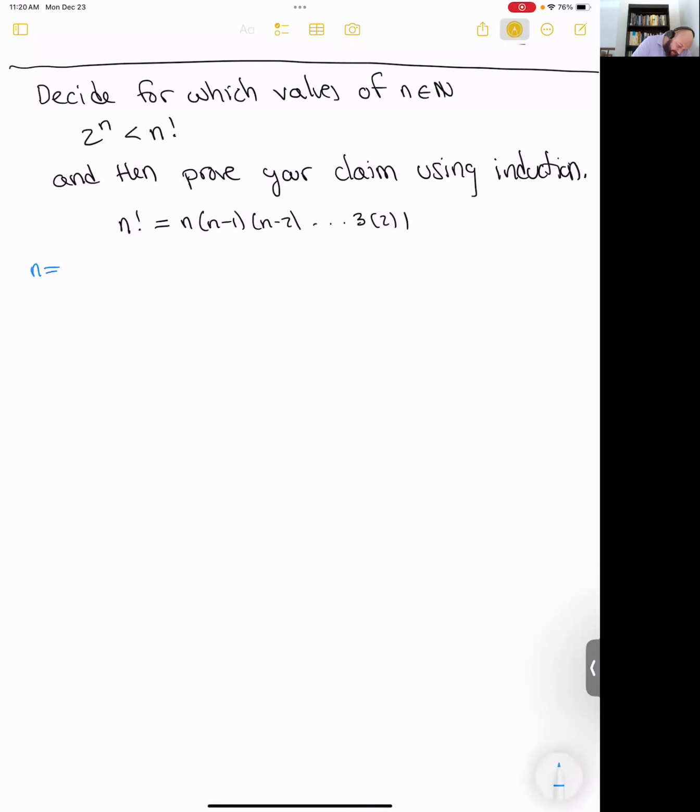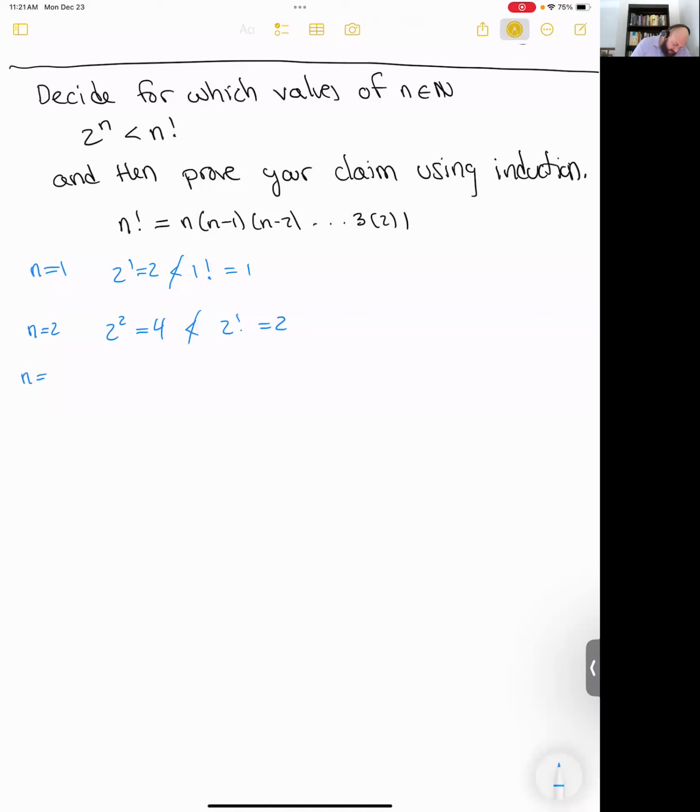So if we look at n equals 1, we see that 2 to the 1 on the one side and 1 factorial on the other. 1 factorial is equal to 1, and 2 to the 1 is equal to 2. So that does not work. It's not less than. Okay, now let's look at n equals 2. On the one side, we're looking at 2 squared, which of course is equal to 4. And on the other side, we're looking at 2 factorial, which is equal to 2. So again, this is not true.